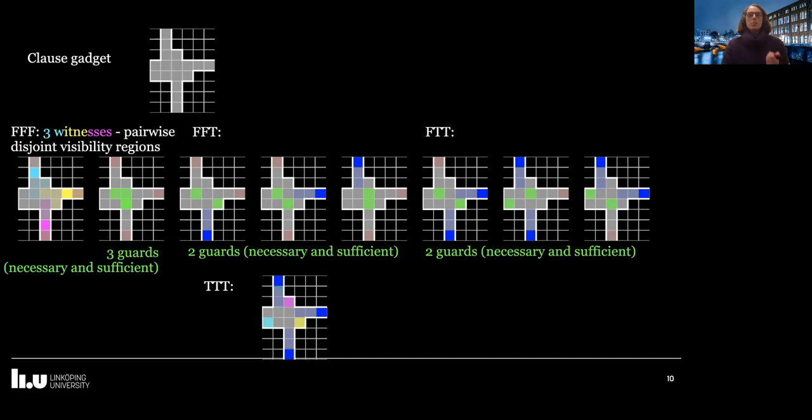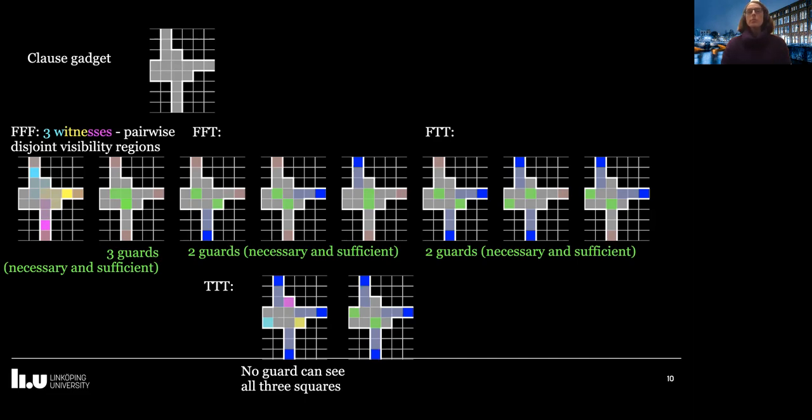Then the final case is when we have all our variables having a truth assignment that fulfills the clause. So again, the blue ones are the guards, and we have in light blue the visibility regions. We again can place 3 witnesses. Now they are not really witnesses, they don't have pairwise disjoint visibility regions, but what we know is that there's no guard that can see all 3 squares. So we need at least 2 guards to cover the remainder of the clause gadget. And in fact, we can do with these 2. So we have again that 2 guards are necessary and sufficient.